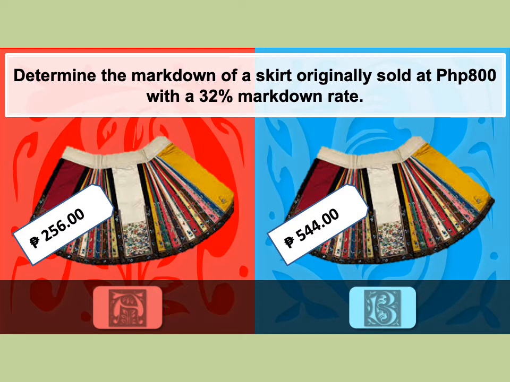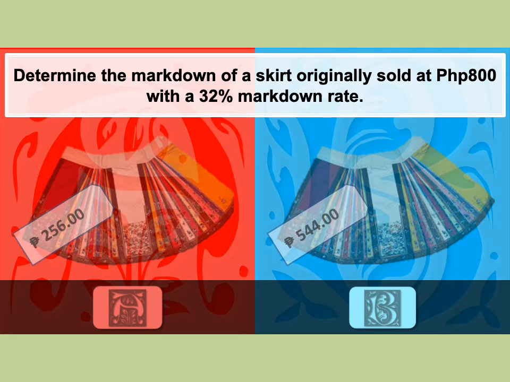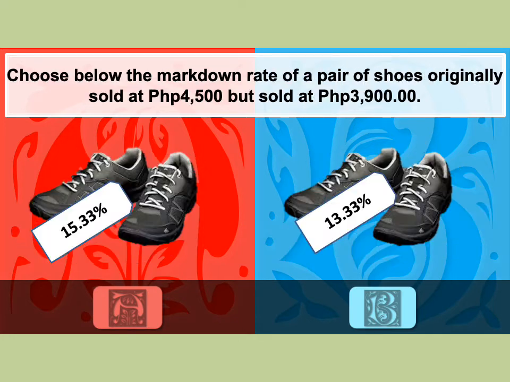Question number 3. Determine the markdown of a shirt originally sold at 800 pesos with a 32% markdown rate. So what is the markdown? Is it letter B? No. The answer is letter A, 256. Question number 4. Choose below the markdown rate of a pair of shoes originally sold at 4,500 but sold at 3,900 pesos only. So what is the markdown rate? That's right, 13.33%.